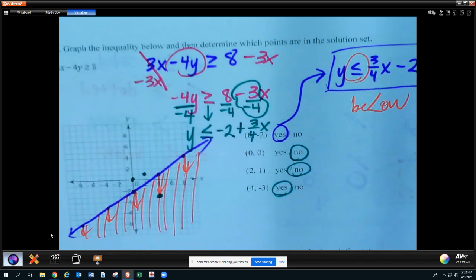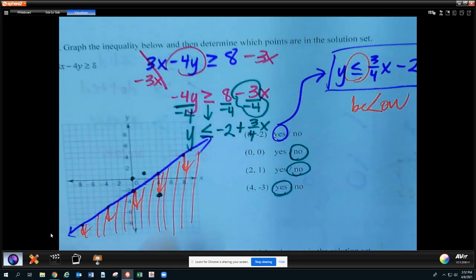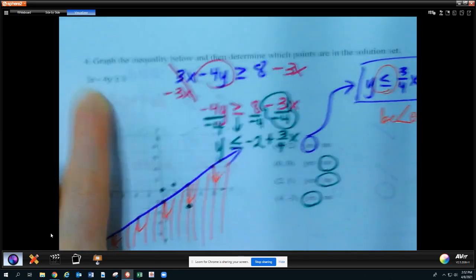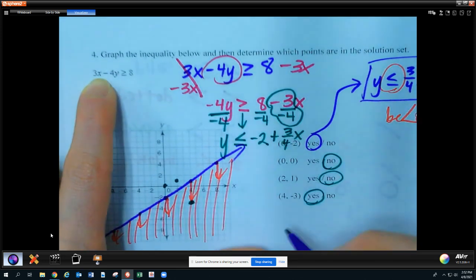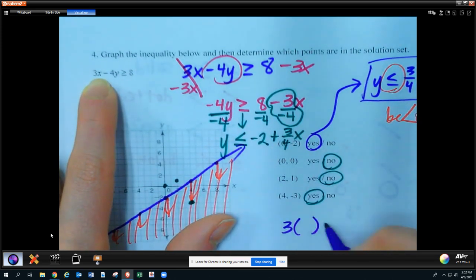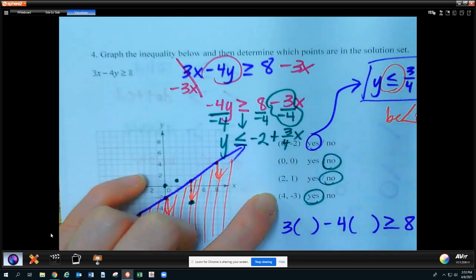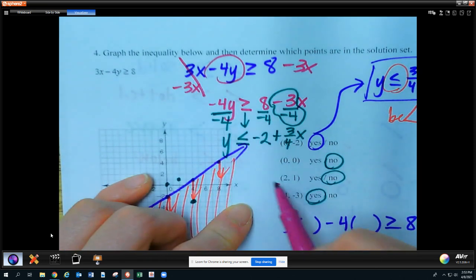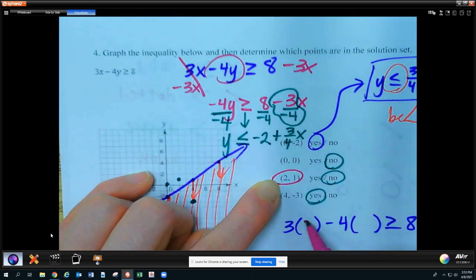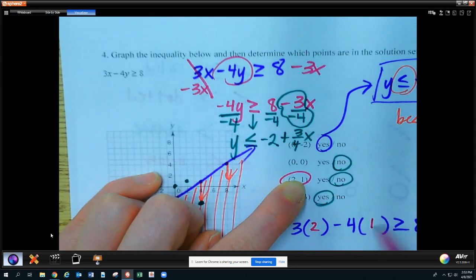Okay, another thing you can do with any of these points is you can plug them into the inequality and see if they satisfy the inequality. So starting with the original inequality, 3x minus 4y is greater than or equal to 8. I can point test, let's point test 2, 1. So x is 2, y is 1.